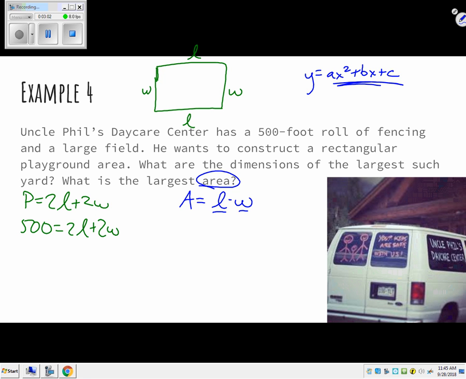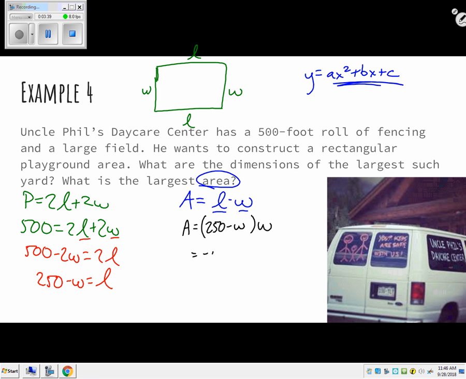So to fix this, I'm going to solve this for either L or W. I'm just going to choose L. It doesn't matter which one, I'm going to get the same answer. So I'm going to subtract 2W from both sides and then divide everything by 2. I get 250 minus W is equal to L. And so I'm going to come over here to my L and plug in 250 minus W for some direct substitution there.